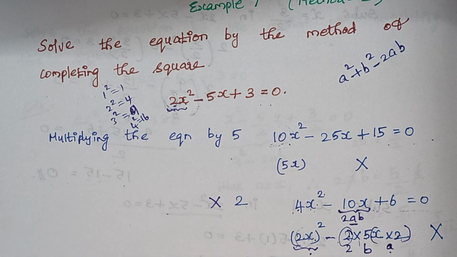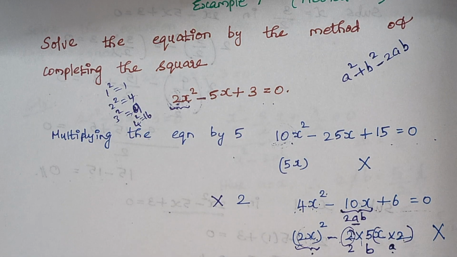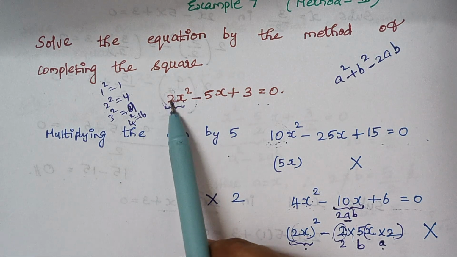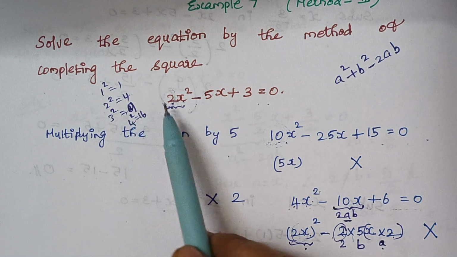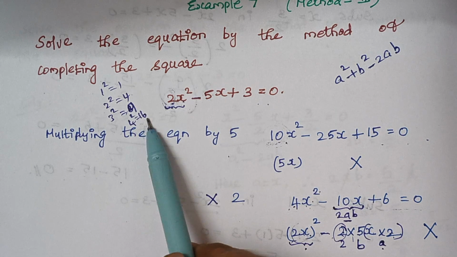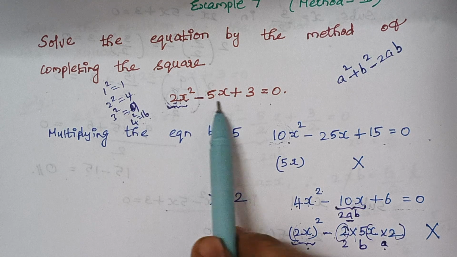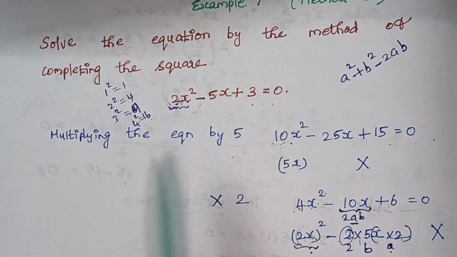Right. So as the next perfect square, you see here it is 2. We cannot make it 9 anyway. So next I am moving with 16. In order to make this 2 into 16, we have to multiply this entire equation by 8.